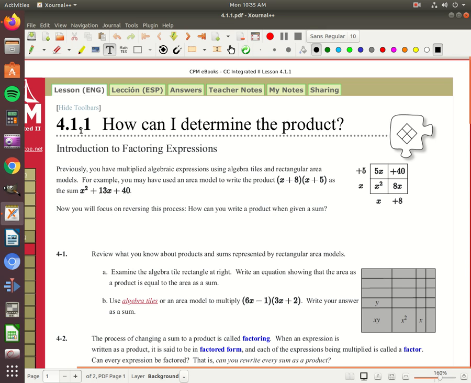Chapter 4, Section 4.1.1, how can I determine the product? So chapters 4, 5, and 9 kind of add up into a shape called a parabola.